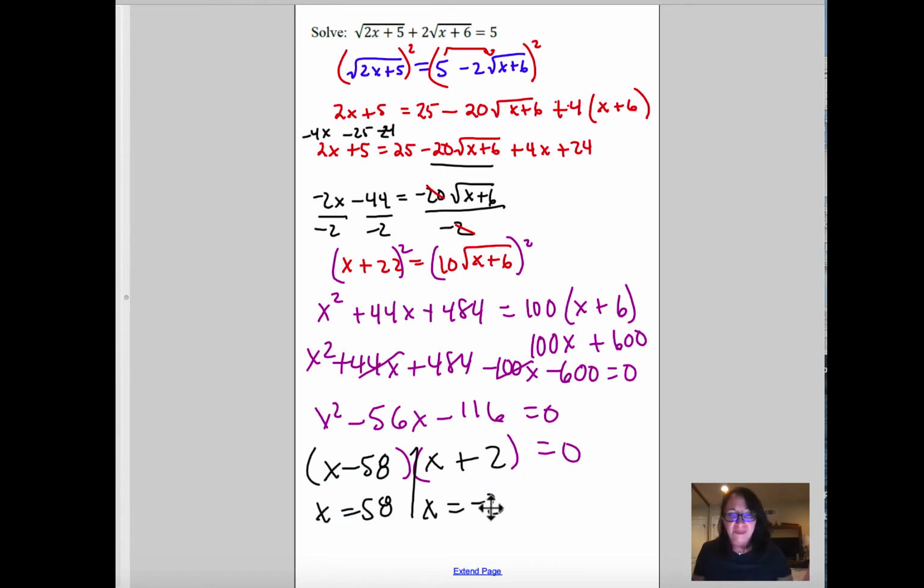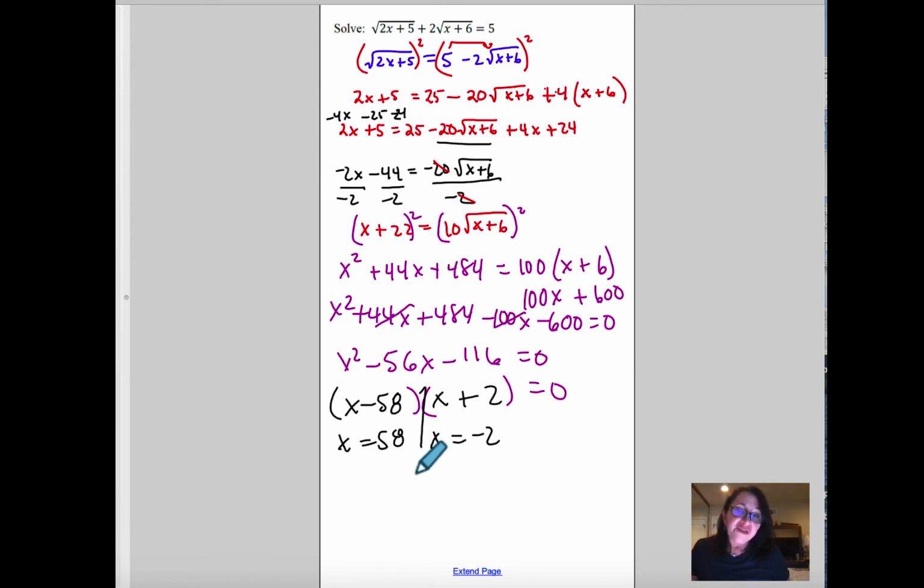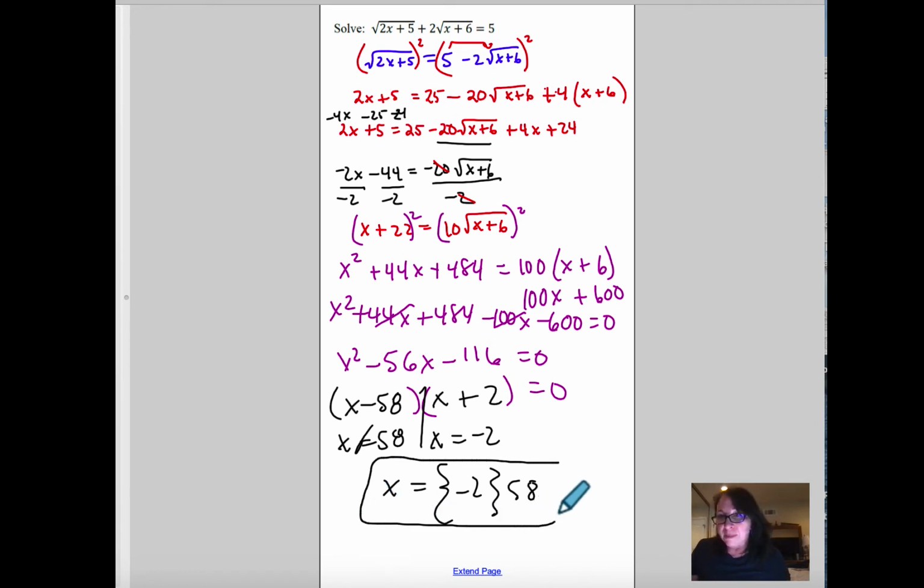And that's such a satisfying problem, honestly. But yes, you have to take the extra time and check your answers. And when you do check your answers and you plug them back into the equation, you are going to get that 58 is not a solution. So that means that x is going to equal negative 2 and 58 is an extraneous solution because when you plug that back into the equation up top, it's not going to work.